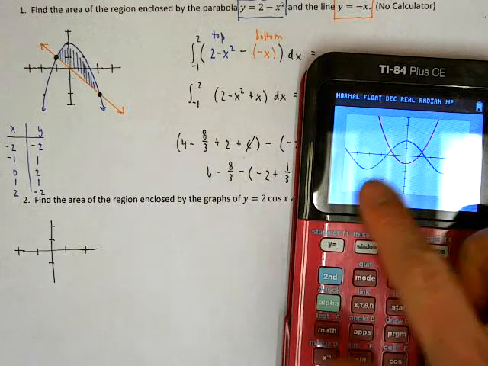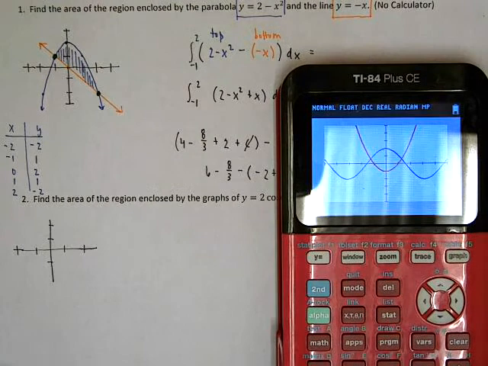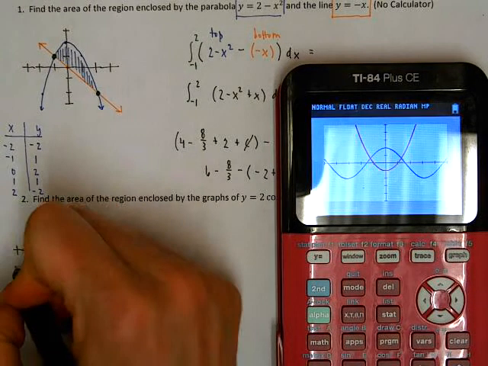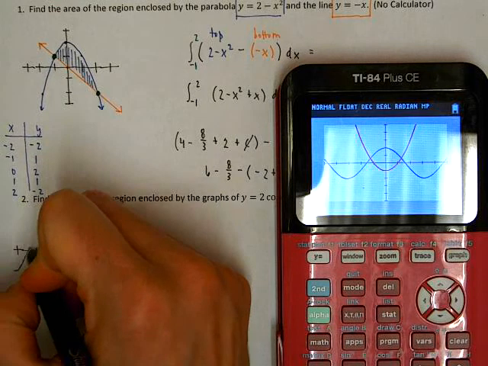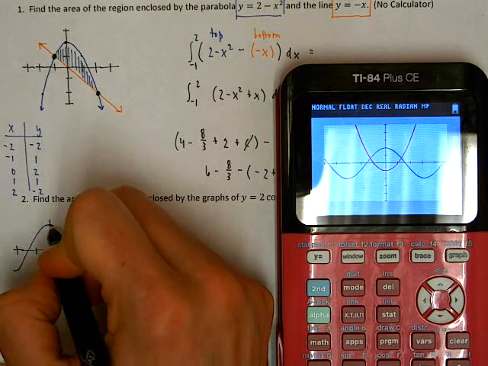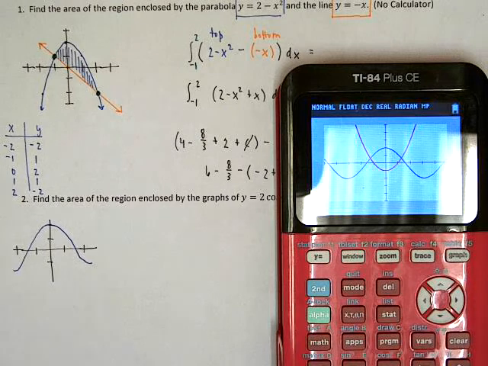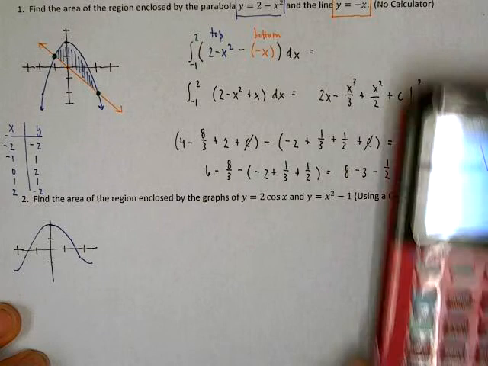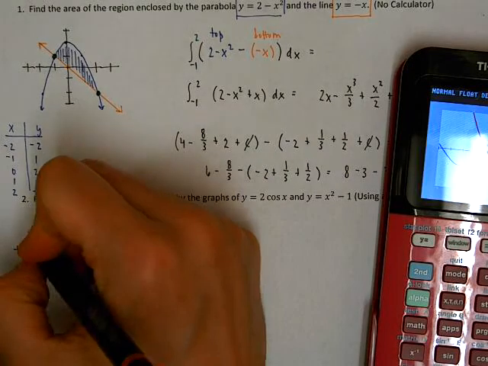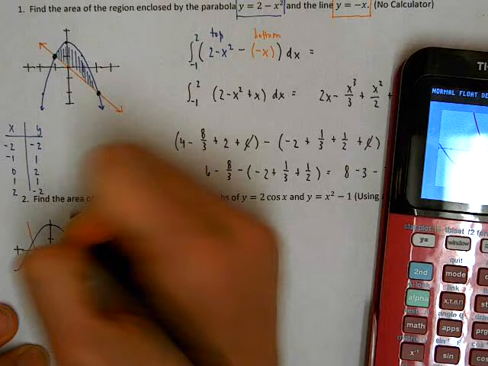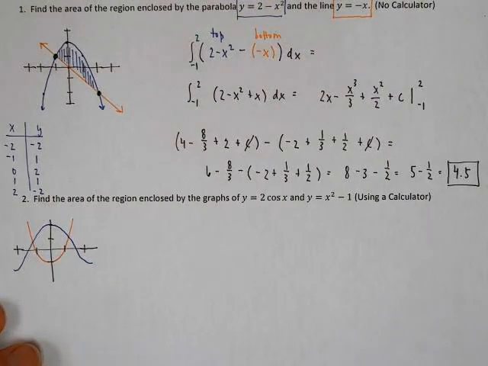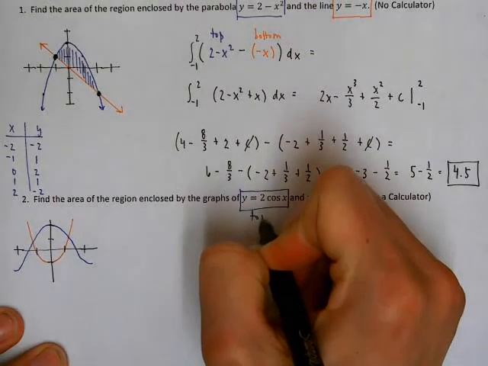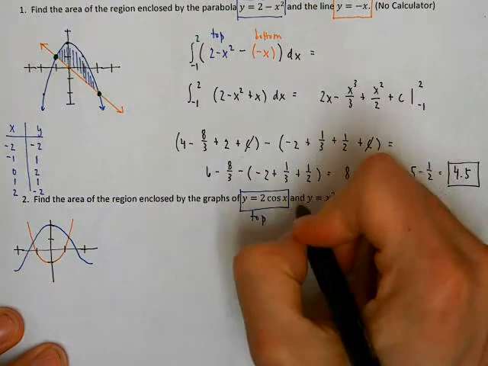So I can tell what's blue on my calculator, that's going to be my top curve, and that's the cosine. So I'm just going to go ahead and do a sketch of that. Looks something like this. All right, not a great sketch, but we get the idea. So there's my top, and then I've got my parabola, which is going to be my bottom, which looks like this. So now I've got a sketch of what's happening here. So I can see that my cosine curve is my top, and then my parabola here is the bottom.